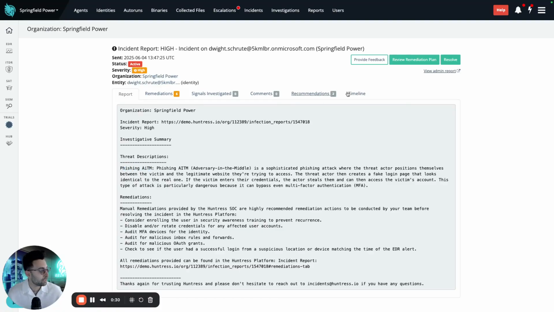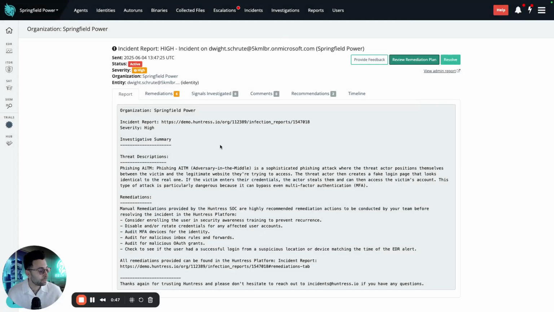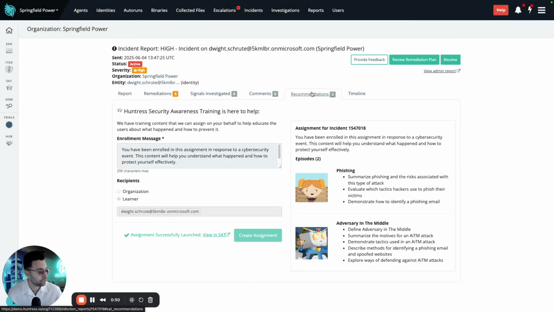But one of the great things about this, if we review the remediation plan, there are manual remediations available. It also says consider enrolling the user in security awareness training to prevent reoccurrence. That is new. That is something that you shouldn't have seen before. Now, to go a step further is the recommendations over here. This is a new section within the incidents now.